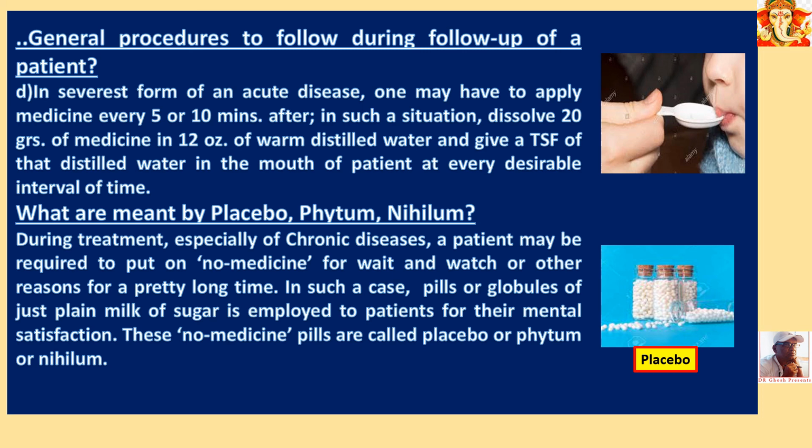What is meant by placebo, vitam, nihilum? During treatment, especially of chronic diseases, a patient may be required to take no medicine for wait and watch or other reasons for a pretty long time. In such a situation, pills or globules of just plain sugar of milk are given to the patient for mental satisfaction. The above names, placebo, vitam, nihilum, are used for this purpose. This is called no medicine.